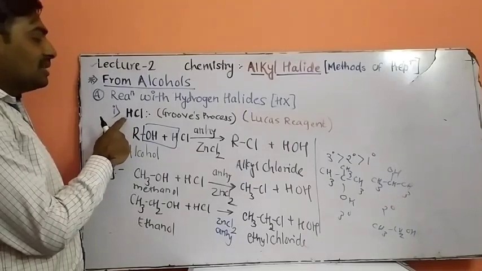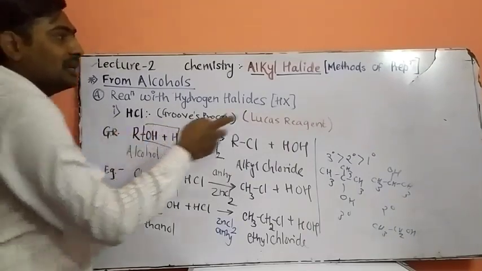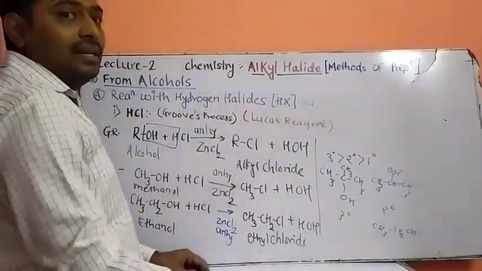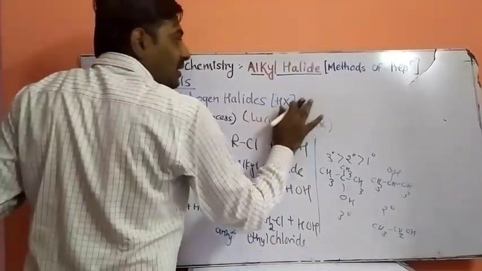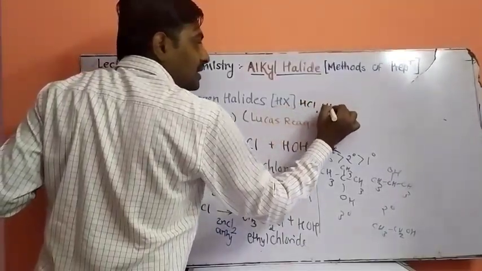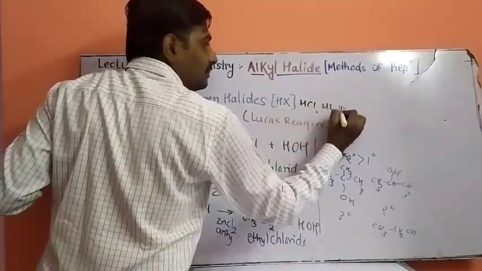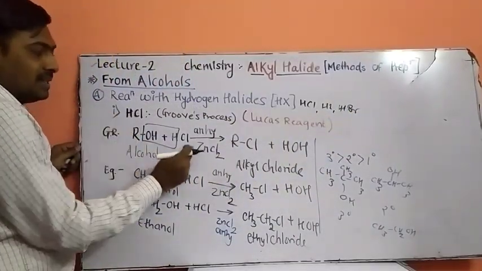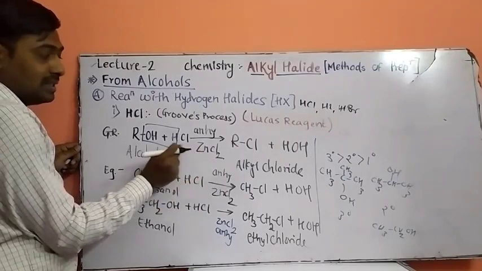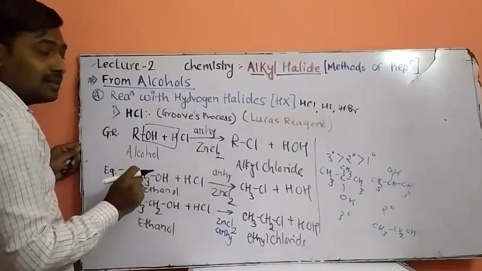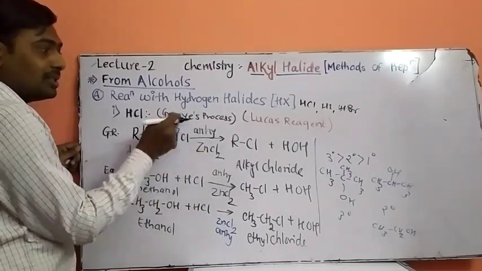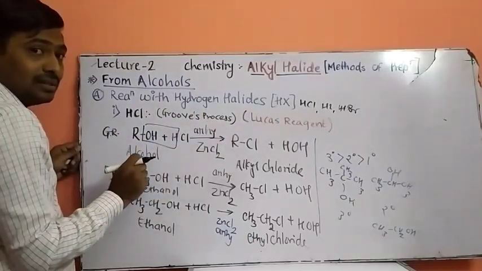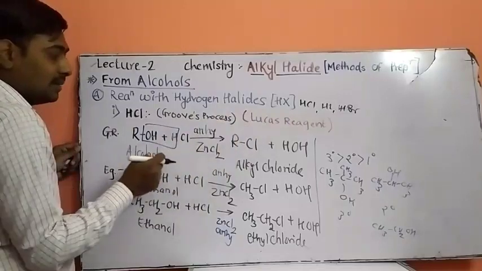First of all, we'll discuss reaction with HCl. The hydrogen halides are HCl, HBr and HI. First one, HCl. When HCl is reacted with ZnCl2 in an anhydrous medium, the method is called the Groove's process and the reagent is called Lucas reagent. Lucas is the scientist who discovered this reagent.